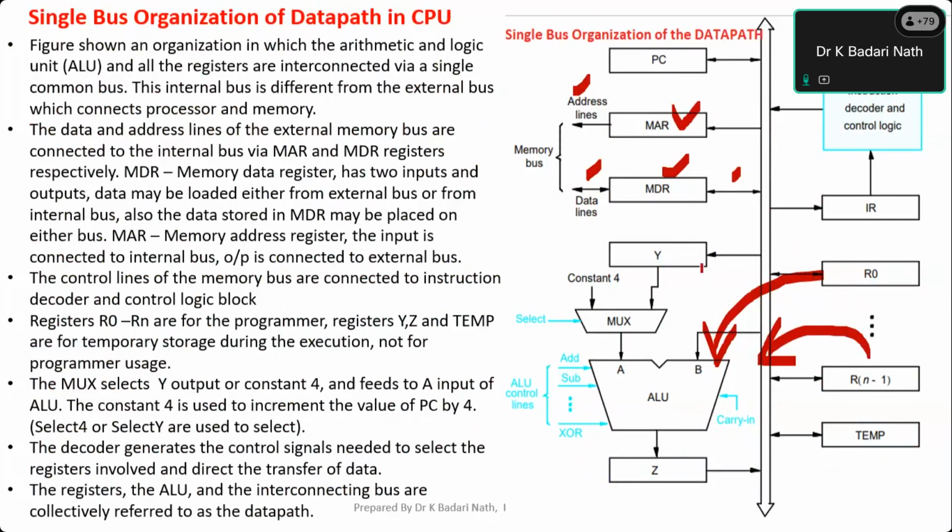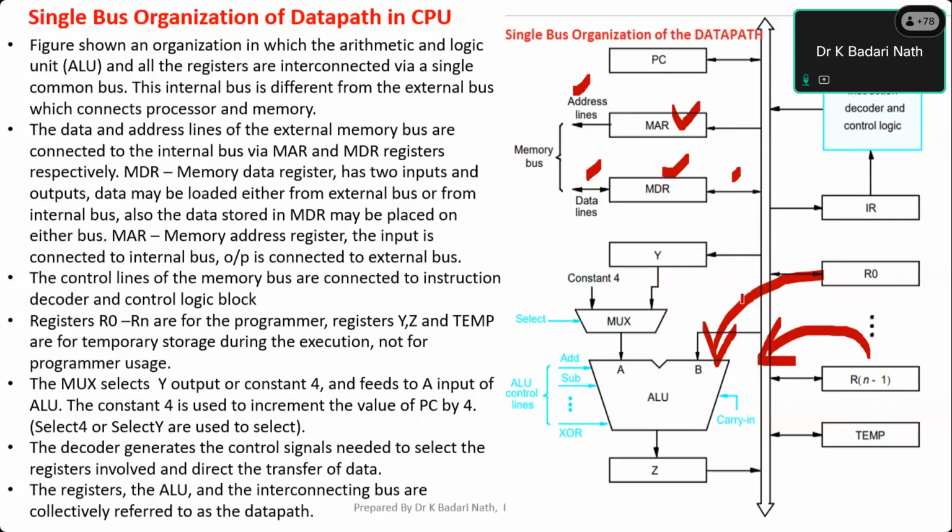For that purpose they have provided Y as a temporary register. What do we mean by a temporary register? It is used for internal usage. It is not available to the programmer. The programmer can use only R0 to Rn-1. The programmer cannot use the temporary register. Now, what is the purpose of Y here?